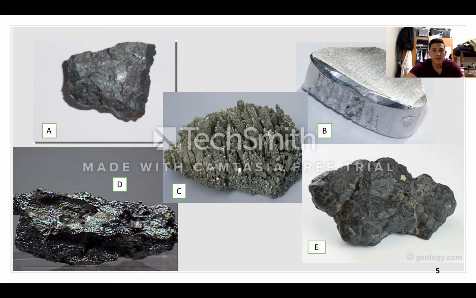So on this slide you will see examples of abundant metals in their pre-mined state. Figure A is iron, Figure B is aluminum, Figure C is magnesium, Figure D is titanium, and lastly, Figure E is manganese. These are just some of the more common abundant metals on the planet.